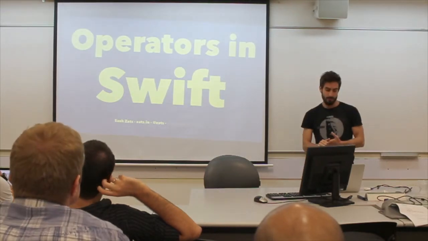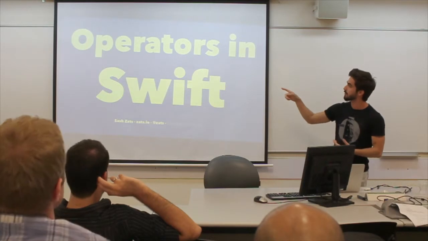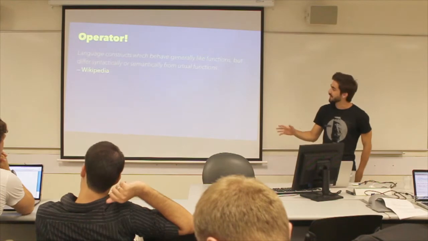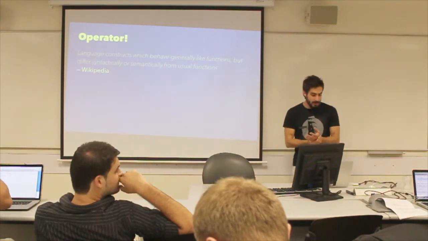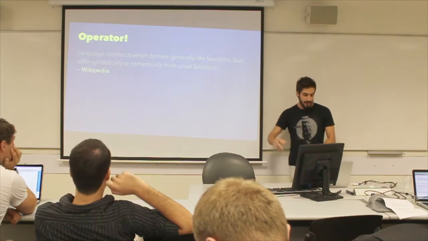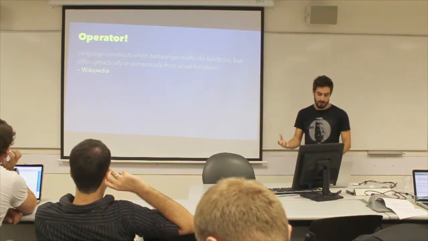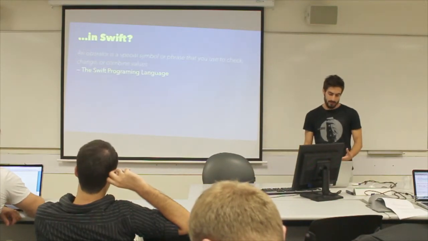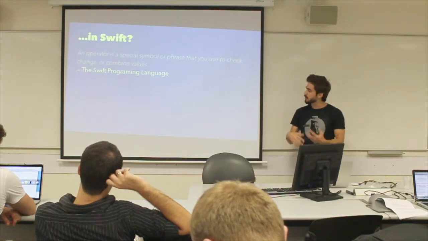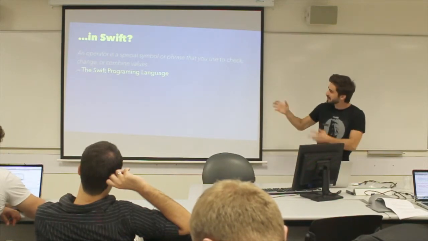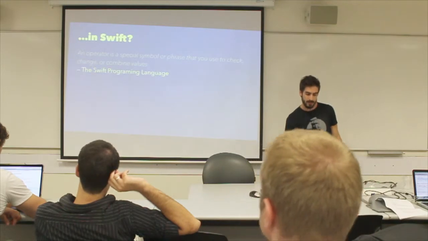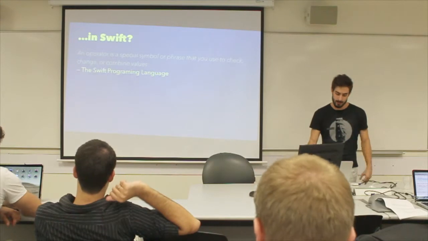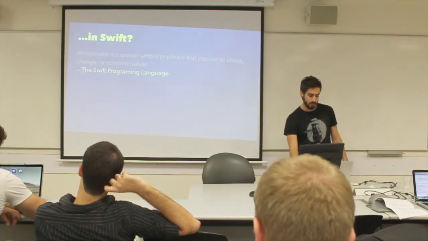Okay. So my talk is this: operators in Swift. What Wikipedia says about an operator is that it is a language construct that behaves generally like a function, but differs in certain ways, which is not really clear. In Swift, it says it's a special symbol or phrase, which is not really clear either. There is no definition of operator. We just know that those are pluses and minuses and all this stuff that we use to do certain things.